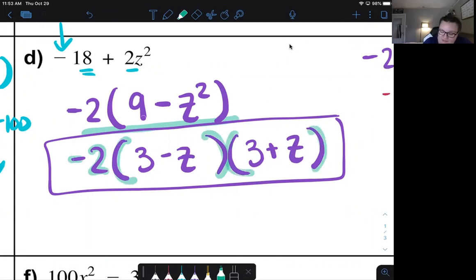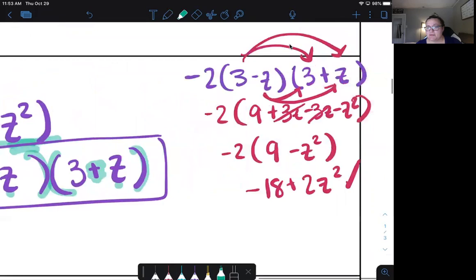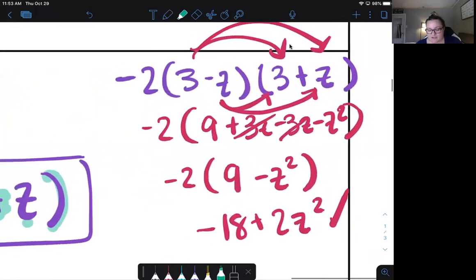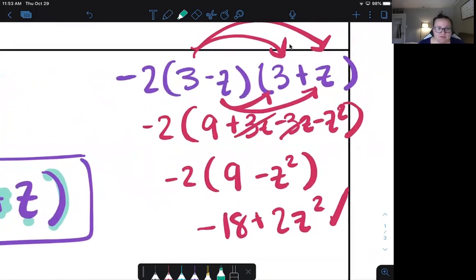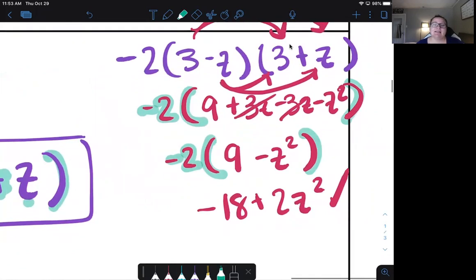3 times 3 gets me that 9. Z times z gets me that z squared. And then, of course, I made one of my signs minus and one of my signs positive. Then I multiplied it out just to check to make sure I was right. I distributed the 3 and then the negative z. I kept my negative 2 out in front, of course, with my parentheses. I simplified, I combined my like terms. So I got negative 2 times 9 minus z squared. I distributed that negative 2, and I did, in fact, get negative 18 plus 2z squared.